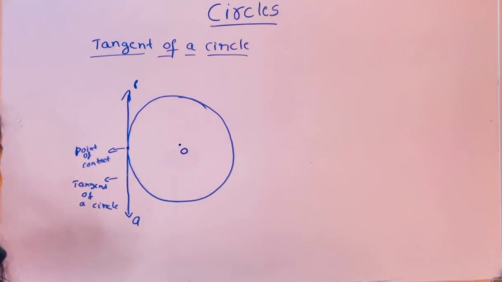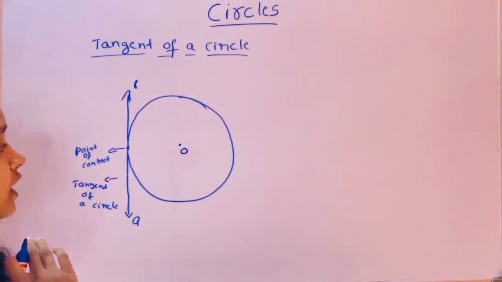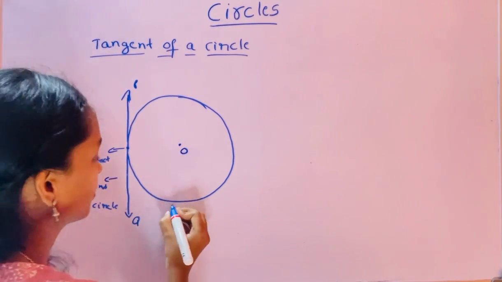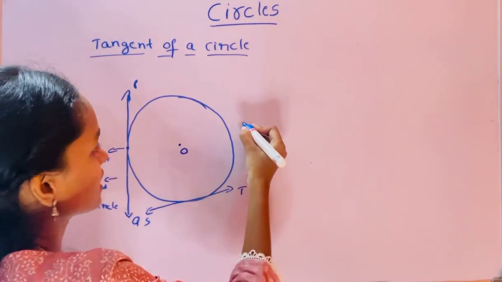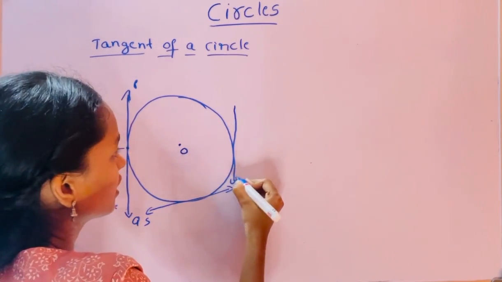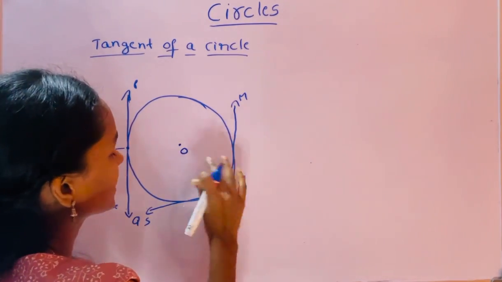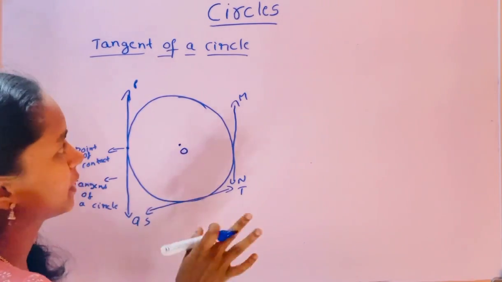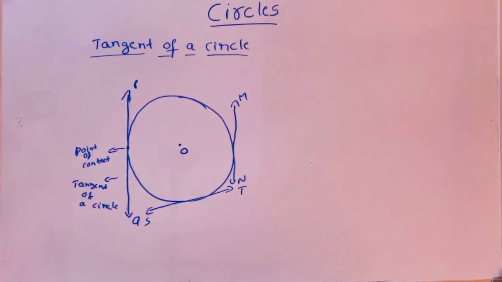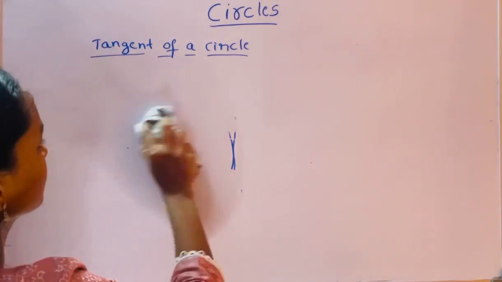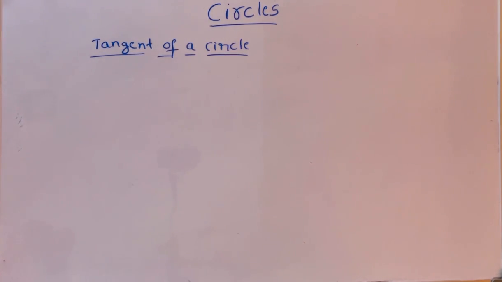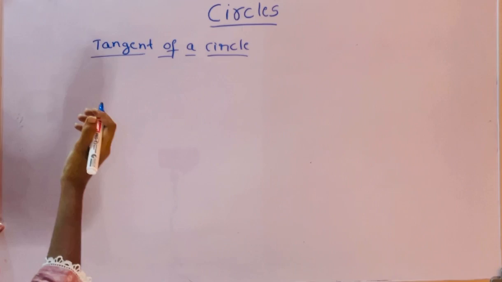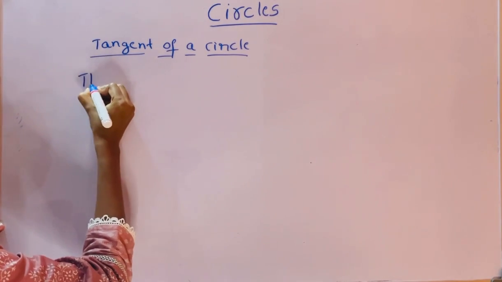Can we draw only one tangent to a circle? No, we can draw infinitely many tangents to a circle. Here ST is also a tangent, and MN is also a tangent. Like this we can draw infinitely many tangents to a circle. Then we move on to the very important theorem related to the tangent of a circle.